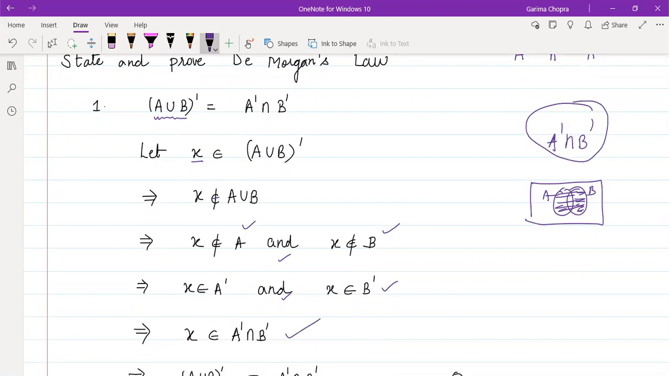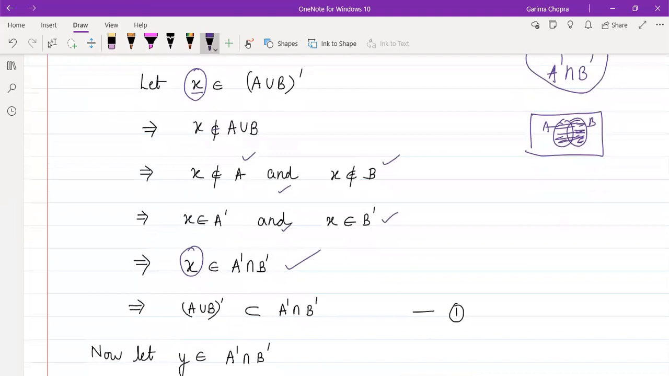So we have started with the set on the left hand side. We have considered this X within this set, and we have shown that this element X belongs to the set which is on the right hand side. And from this we can conclude that A union B complement is a subset of A complement intersection B complement, and we have named this as equation 1.